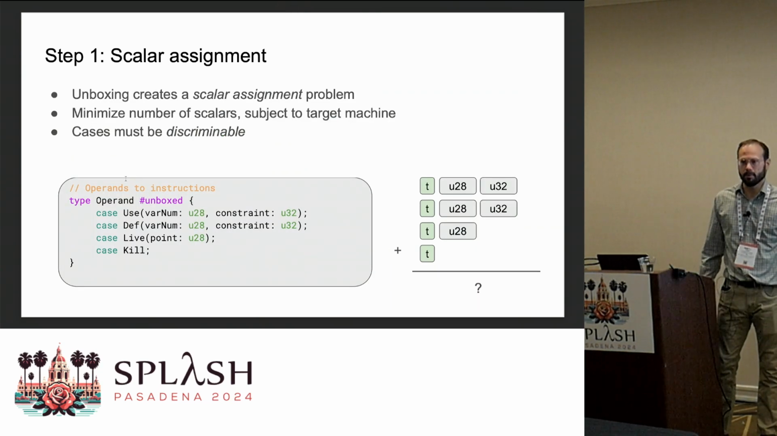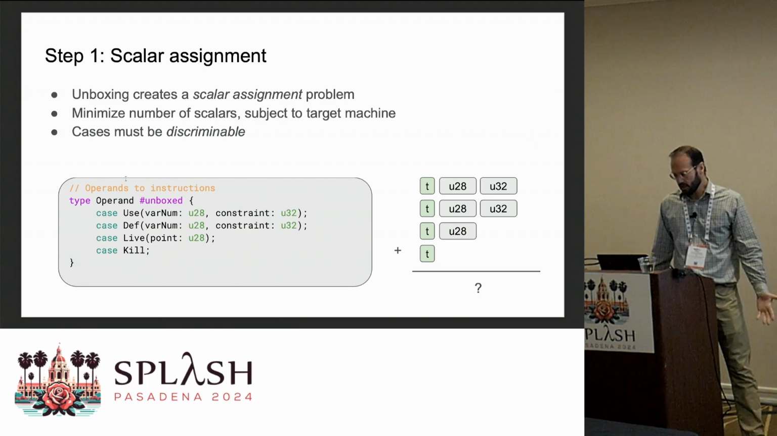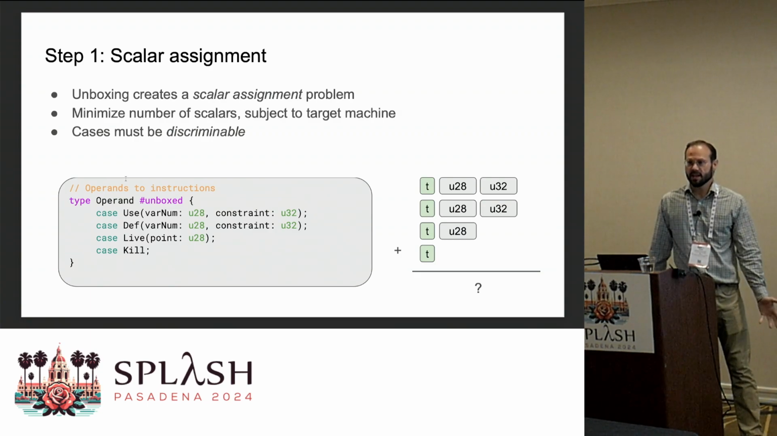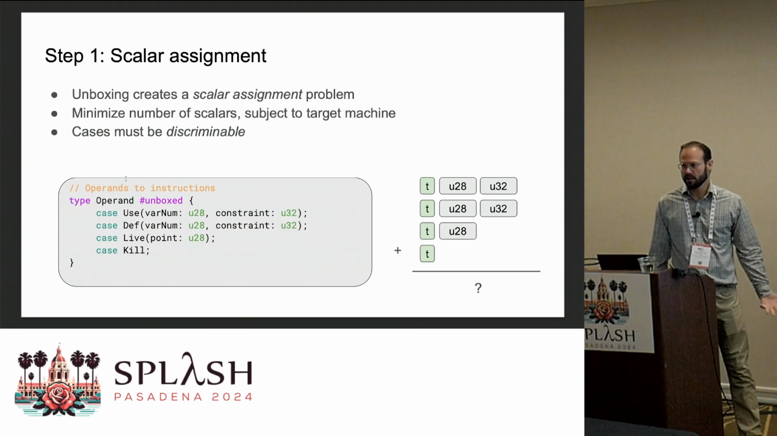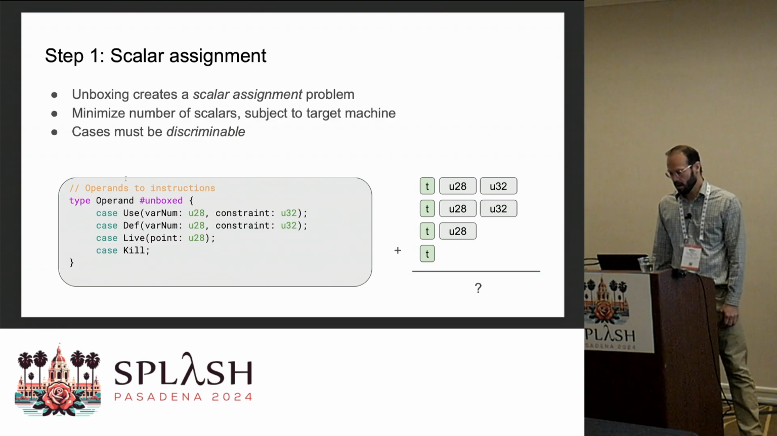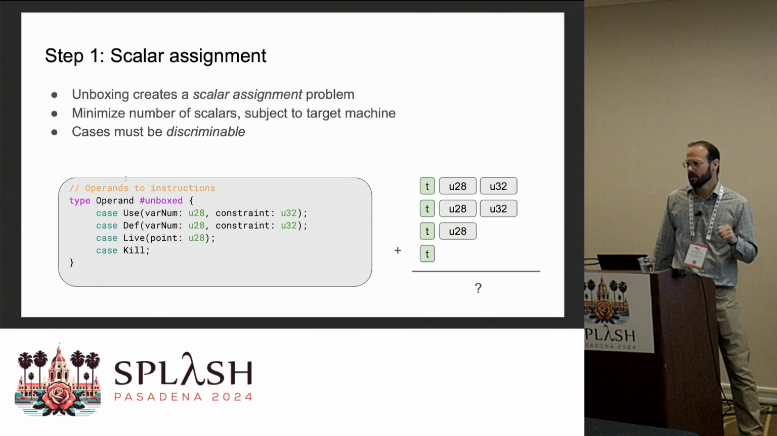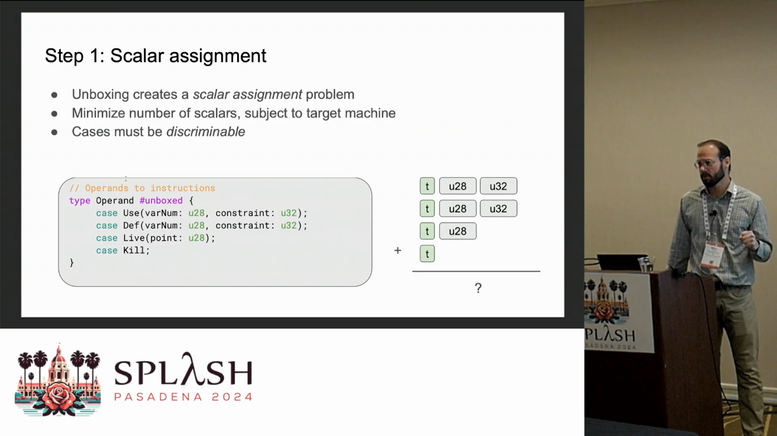So now you've got a problem. You have to basically pick which scalars you are going to use to implement this ADT, to represent them. So we call this the scalar assignment problem. You want to minimize the number of scalars, and this is, again, going to be subject to the target machine. So you can't unify an integer and an object pointer on the JVM because there's no such thing, right? The other thing is you must be able to discriminate all the cases. So maybe there's not an explicit tag. It's easy to think of it as an explicit tag to discriminate the cases, but there may be other means by which you can discriminate them.